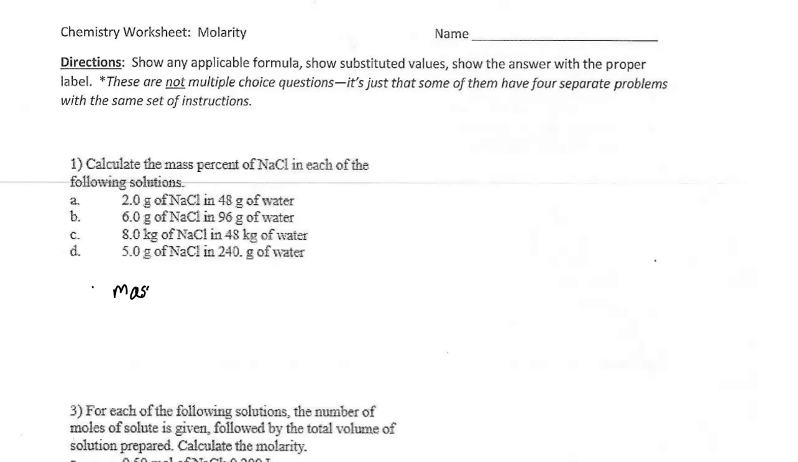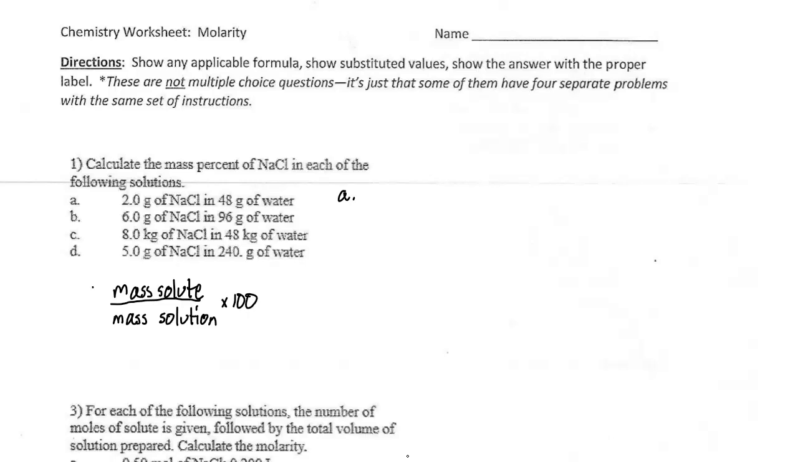Take the mass of the solute and divide by the mass of the entire solution. This ratio will output a decimal, which can be turned into a percent by multiplying by 100. Over here on the right side, let's do question A.